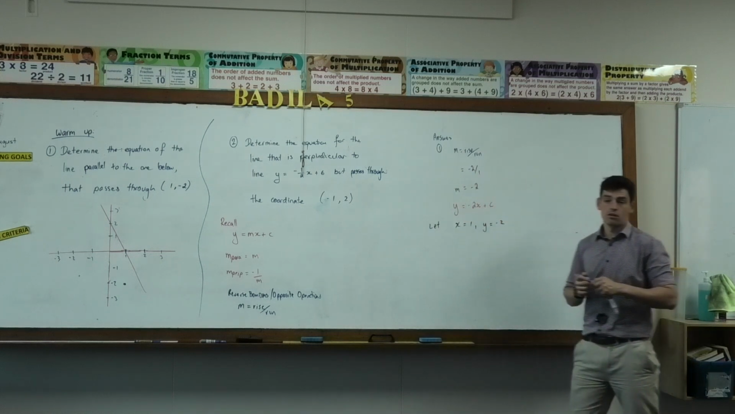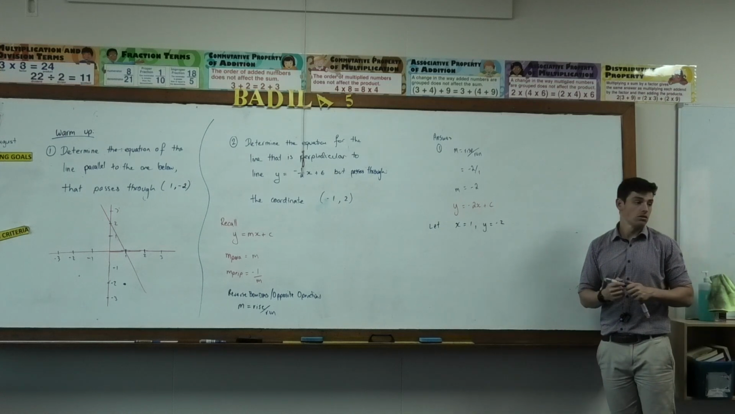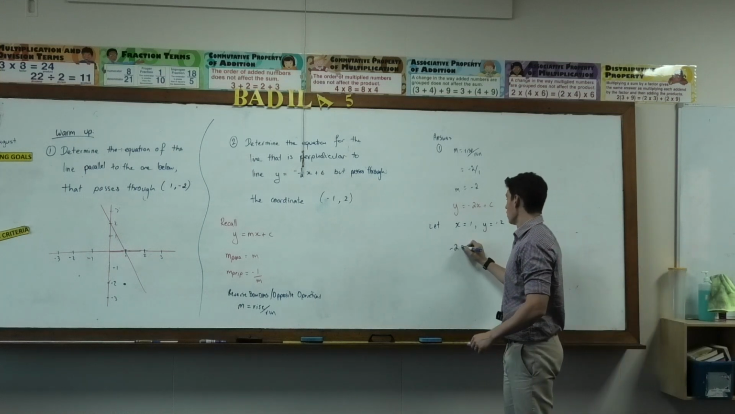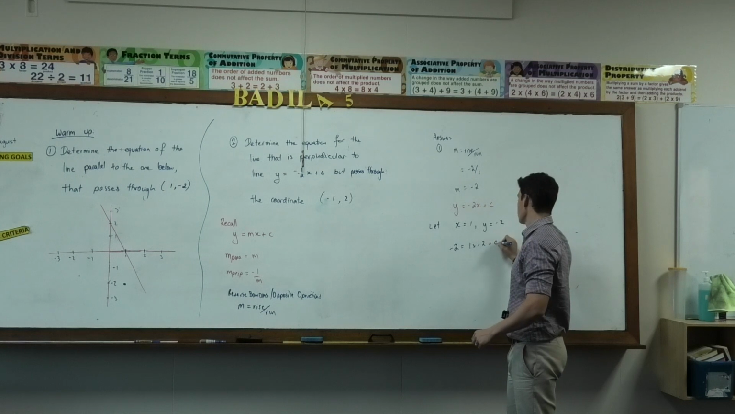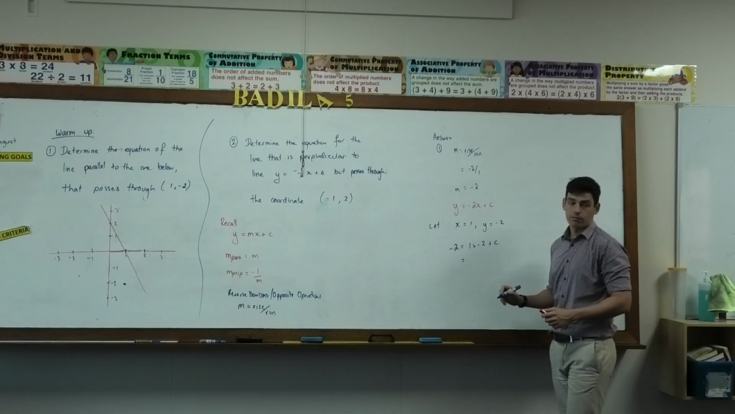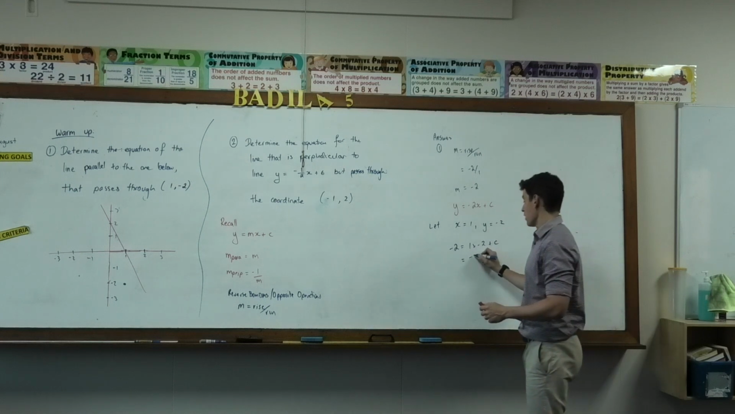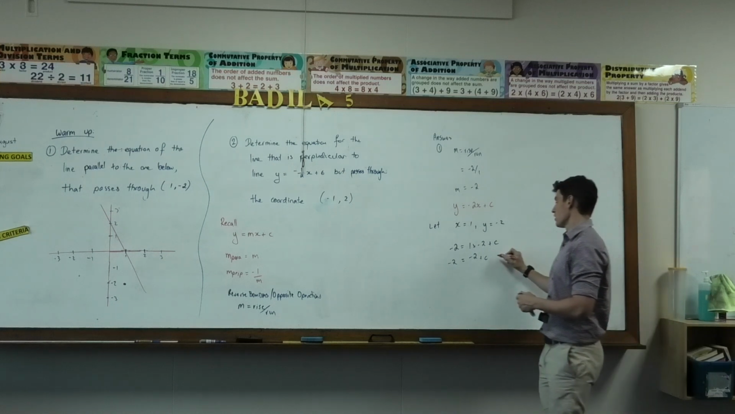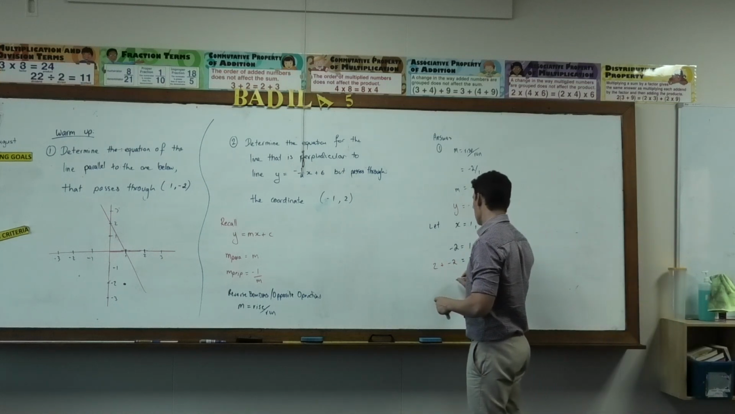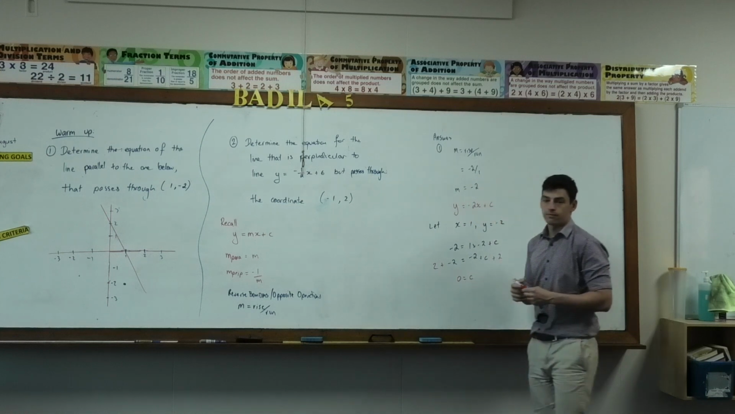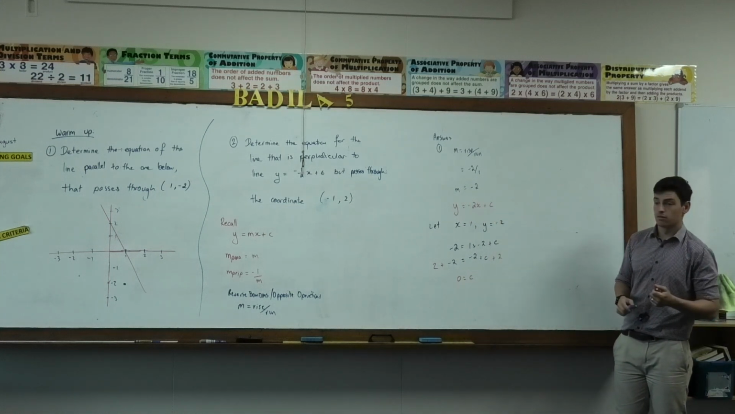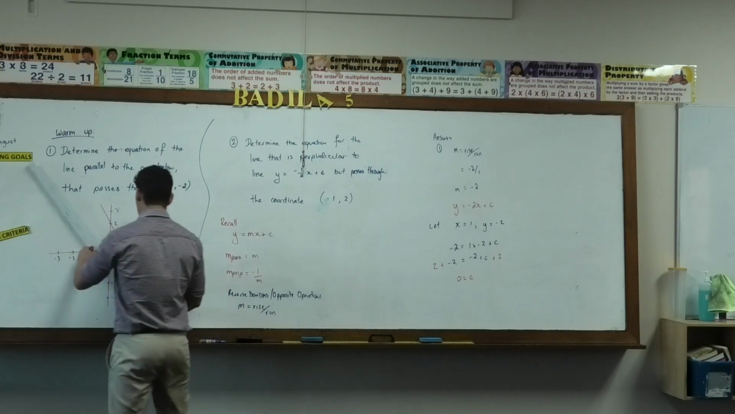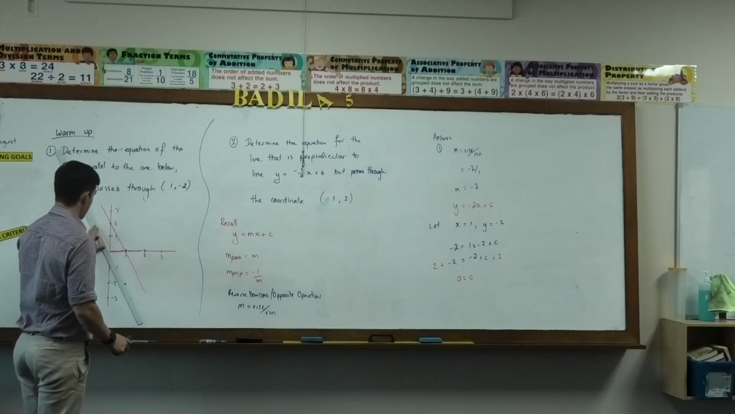So what do I do now? Ryan, what do you reckon I should do? Sub those values in. So I get -2 equals 1 times -2 plus c. What's 1 times -2? -2. How do I get rid of -2? Plus 2. What's c going to equal? Does that make sense? If we follow that through, oh, beautiful. That would be an appropriate line.